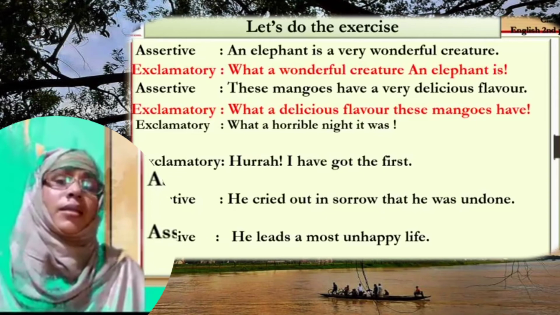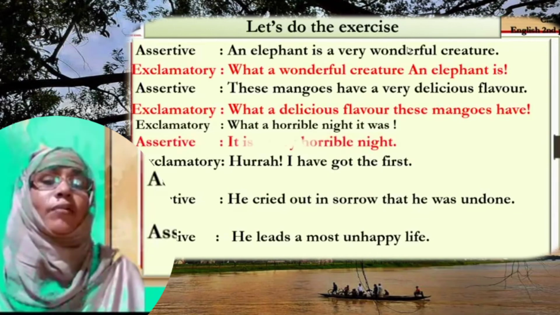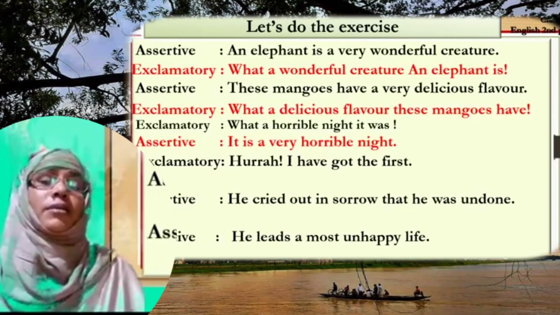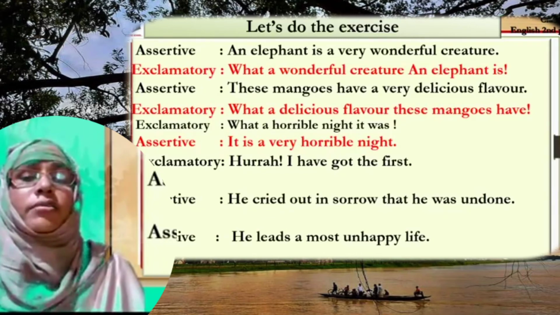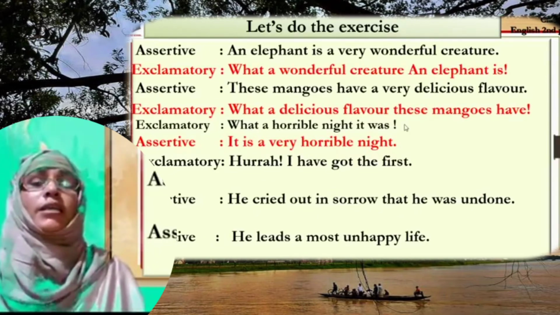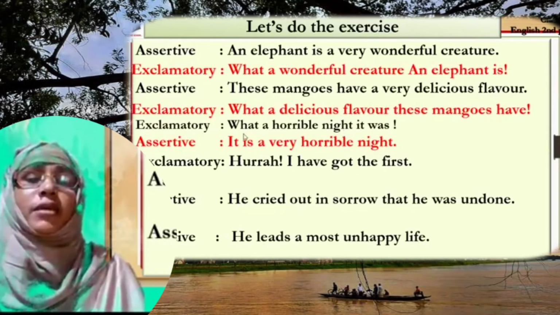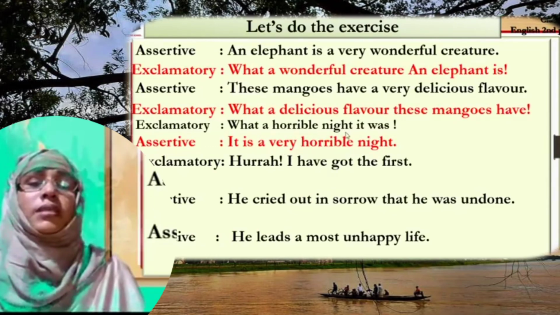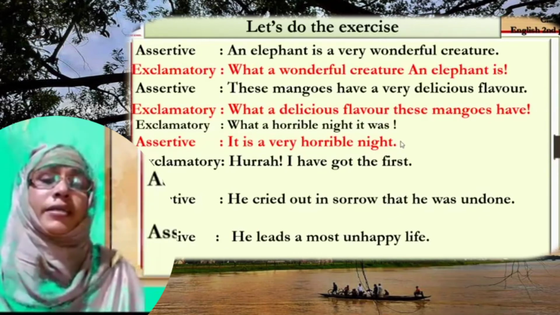What a horrible night it was. So what will it be here? It was a very horrible night. What a horrible night it was. It was a very horrible night. So what is happening here? The expression itself is changing. What a horrible night it was. I told you these are exclamatory sentences, and I told you before that it may be vice versa. Exclamatory starts with what, so we will use the article here. It was, not it is, it was a very horrible night.